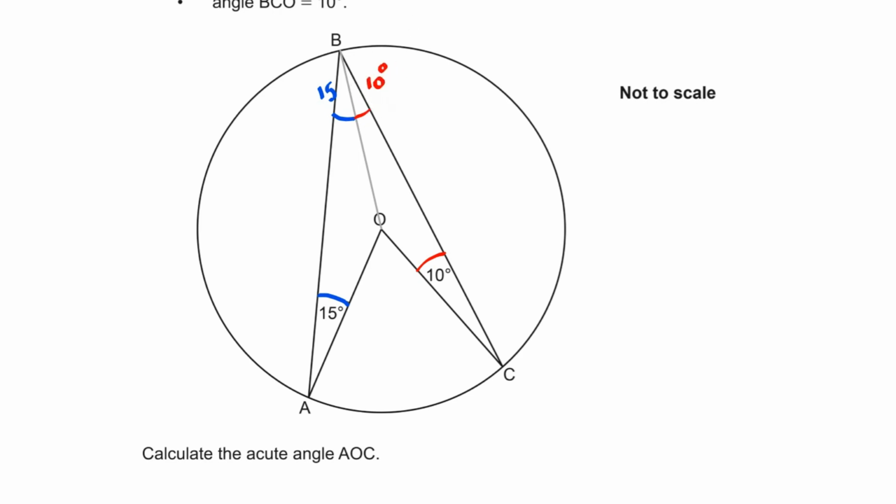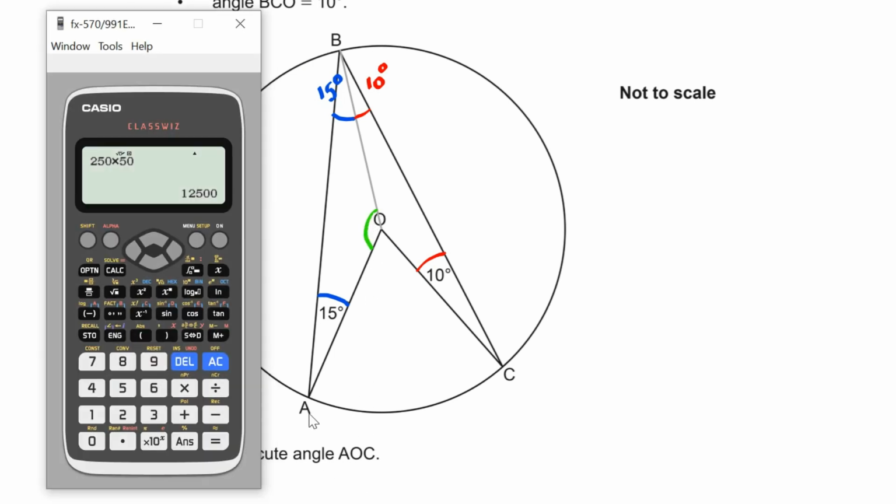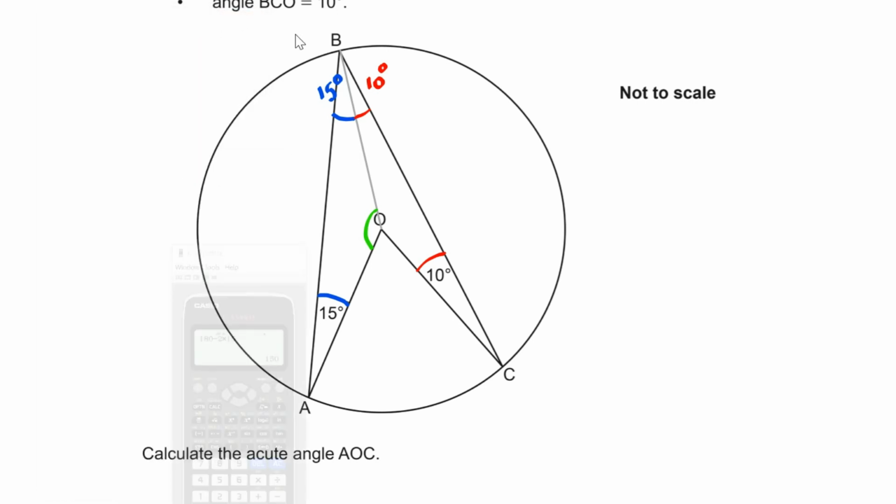Okay, so we've got 10 degrees and 15 degrees. So that means this angle over here will be 180 take away 2 times by 15, which is 150. So we've got 150 degrees here, and that's because that and that are equal, because we've got an isosceles triangle, because the radius is equal.